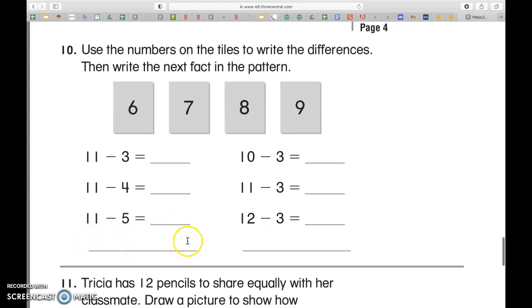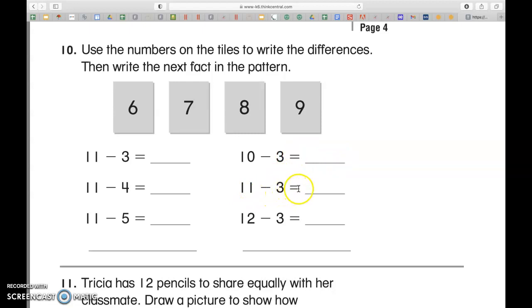This blank line right here is meant for you to write the next subtraction sentence in the pattern. So take a look at what your first number that you started with was. It's going to be a subtraction sentence, and then you have minus 3, minus 4, minus 5, minus whatever you believe. Okay, next column. 10 minus 3 equals, put your answer there.